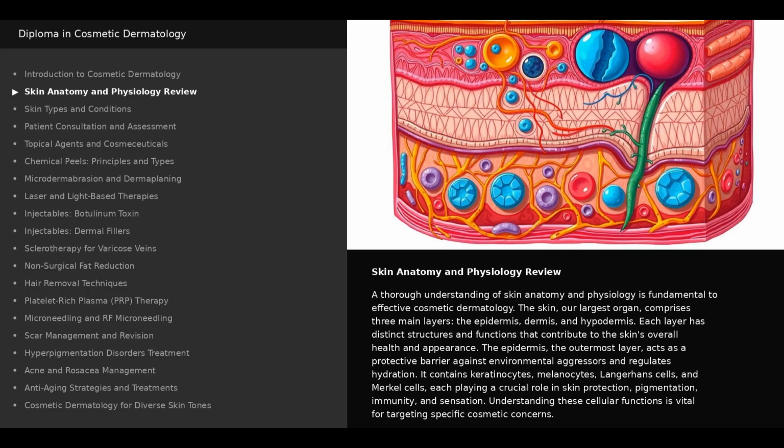The epidermis, the outermost layer, acts as a protective barrier against environmental aggressors and regulates hydration. It contains keratinocytes, melanocytes, Langerhans cells, and Merkel cells, each playing a crucial role in skin protection, pigmentation, immunity, and sensation. Understanding these cellular functions is vital for targeting specific cosmetic concerns.